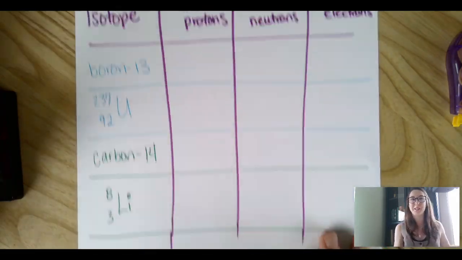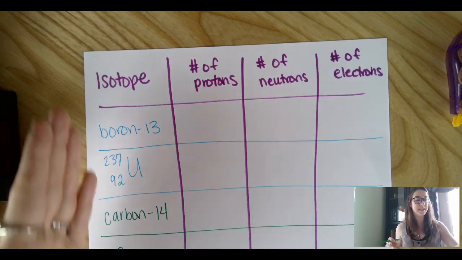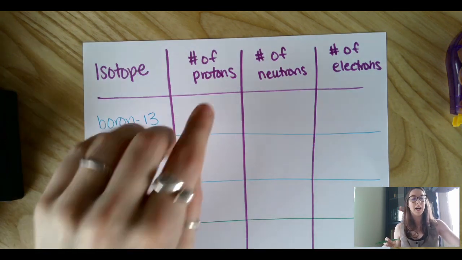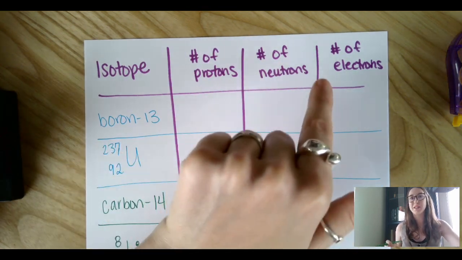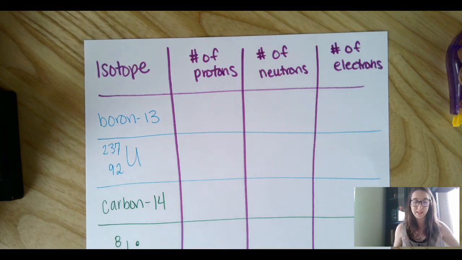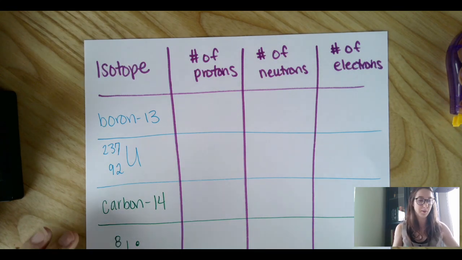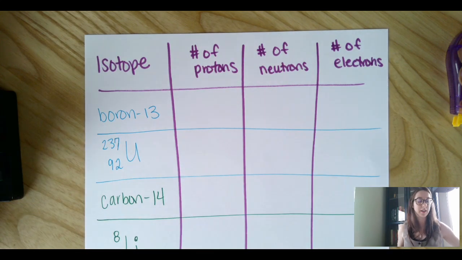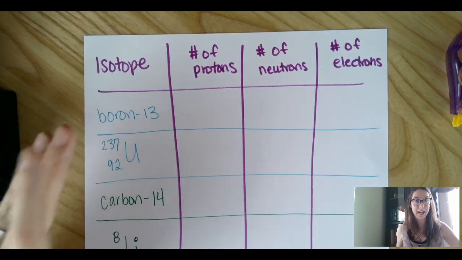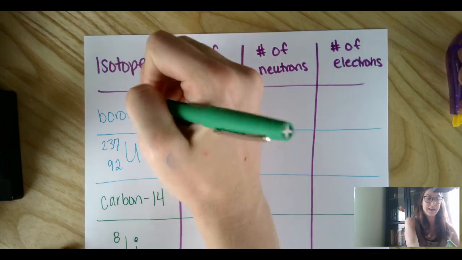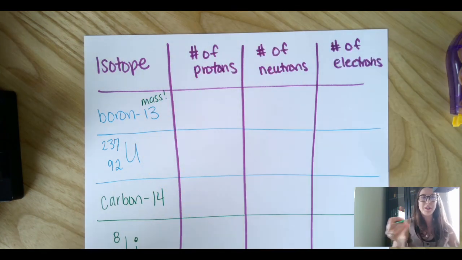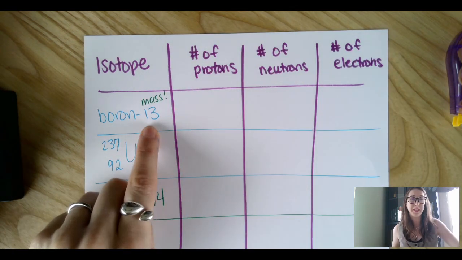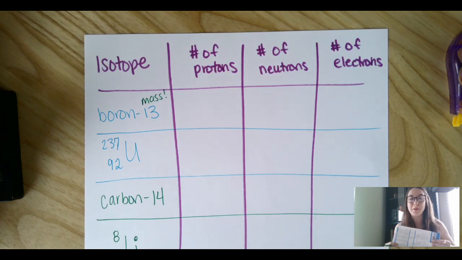So let's do some practice problems. On the left-hand side, I gave you different isotopes. We are going to figure out the number of protons, neutrons, and electrons for each of these isotopes, and I'll walk through the steps with you. We're going to start with boron 13. Again, boron is the element name, and 13 is the mass. Remember, this is the mass. It wouldn't make sense if they told me the atomic number, because the atomic number, the number of protons for boron, will never change.